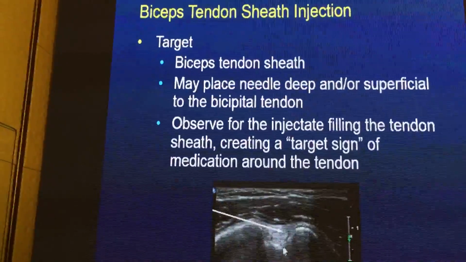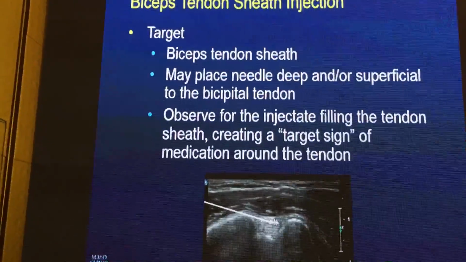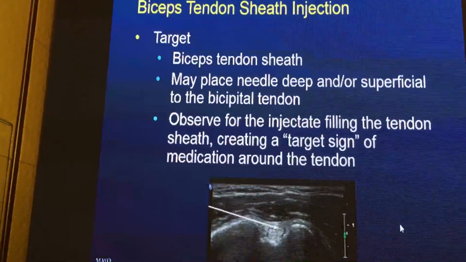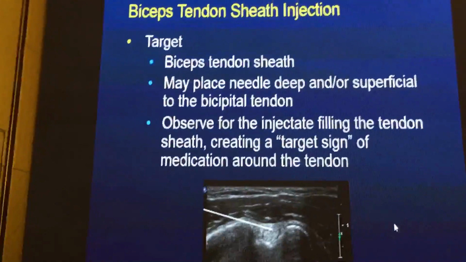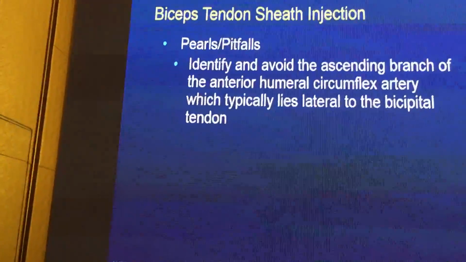And when I inject, I should see fluid forming around the biceps tendon and creating a target sign. So the biceps tendon is in the center and the fluid is around it, and it creates a target sign.